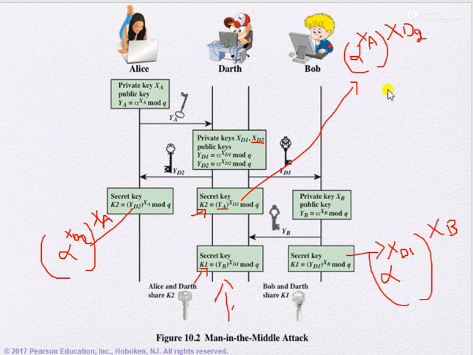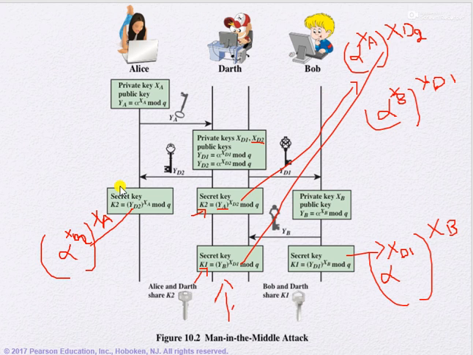So Darth can calculate k2, and Darth can also calculate k1, where yb is alpha raised to the power xb, raised to the power xd1. Okay, so Darth can calculate both the shared secret keys of Alice and Bob.